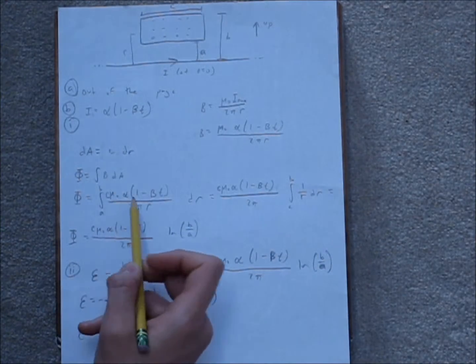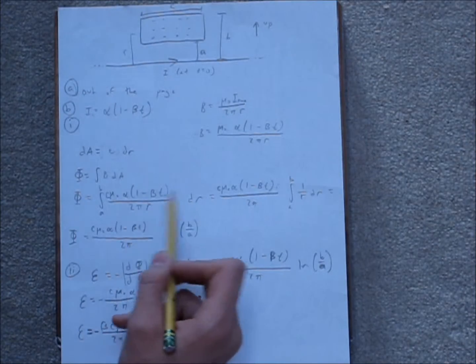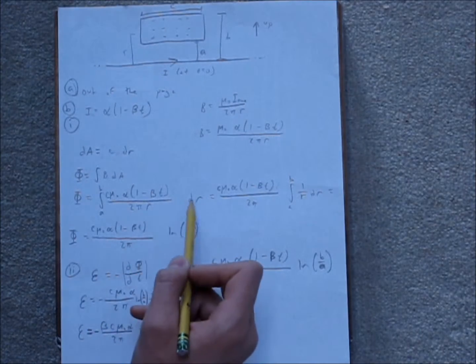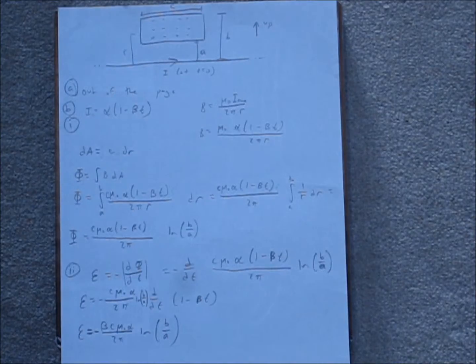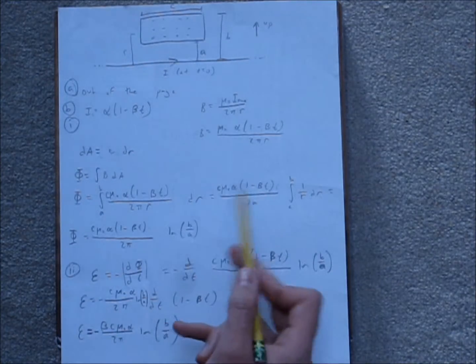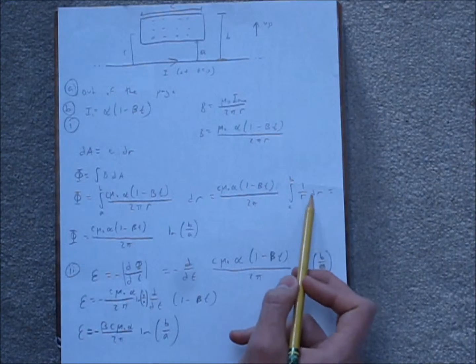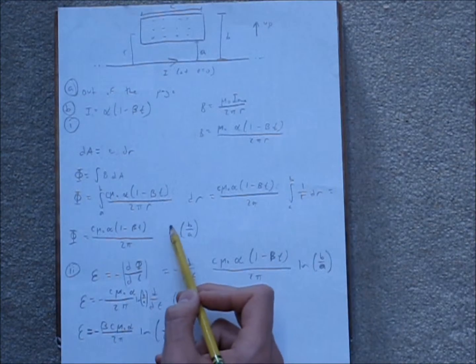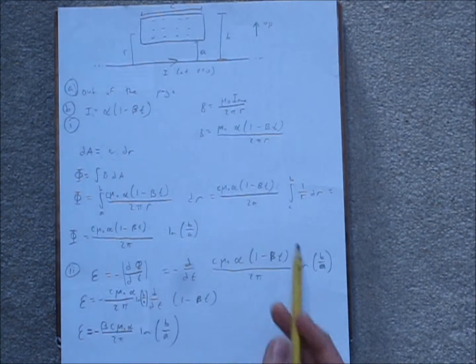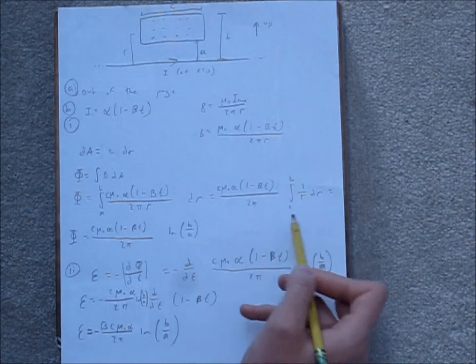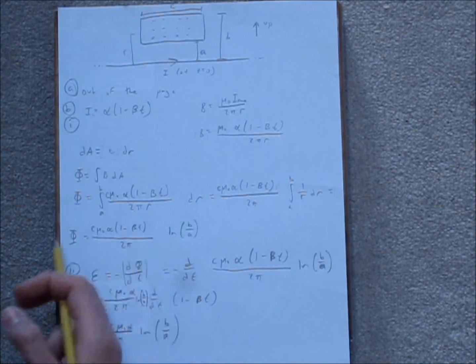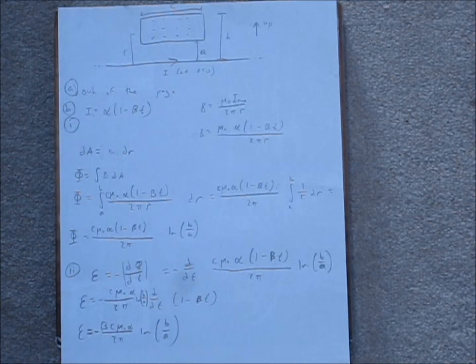So you have C mu naught alpha times the rest of this equation over 2 pi r times change in r. This is basically going to be constant, and so is time, since you're talking about a specific time. But what you are looking for is the change in r. Since you have dr over r, you simply divide the top by the bottom, and you have this equation for flux.